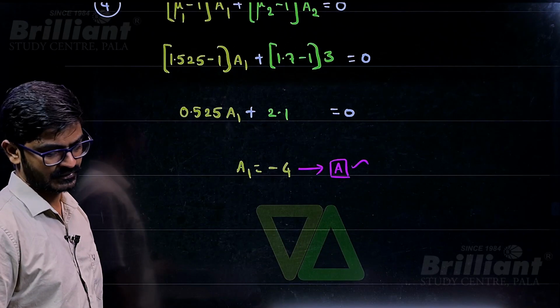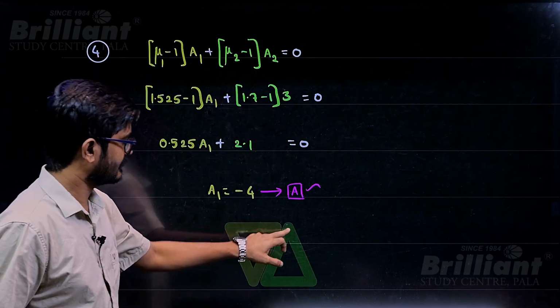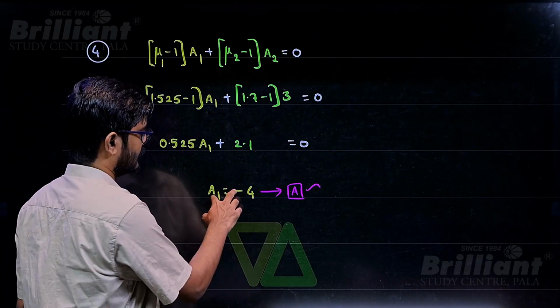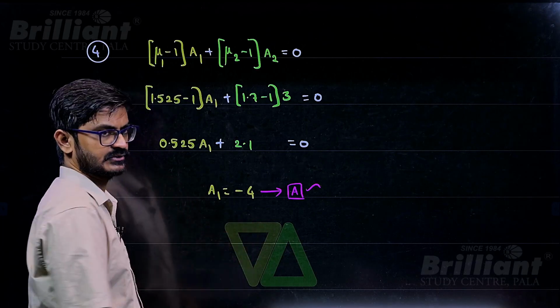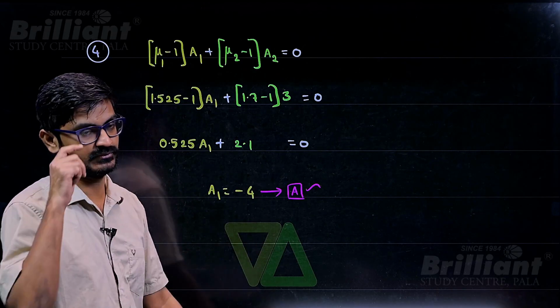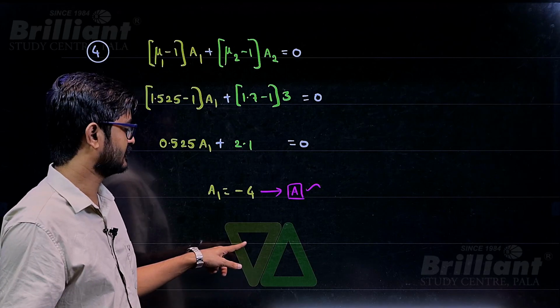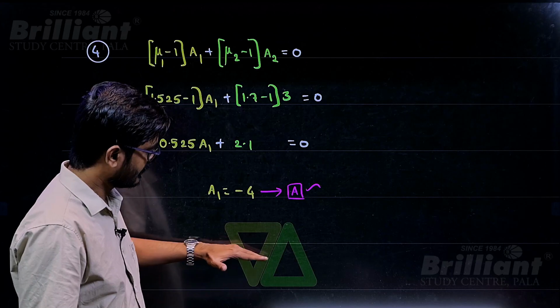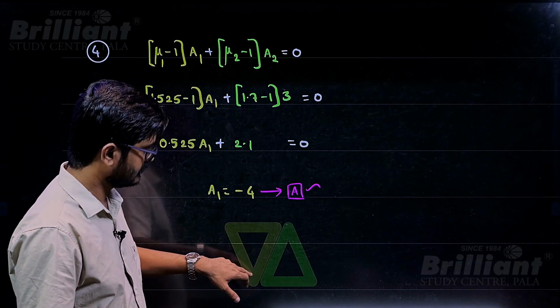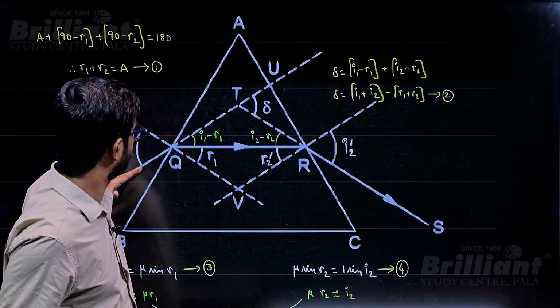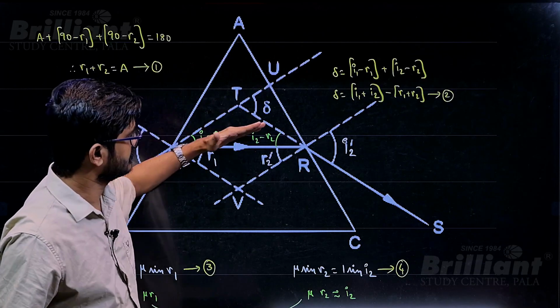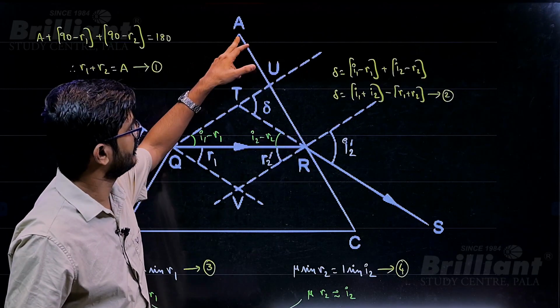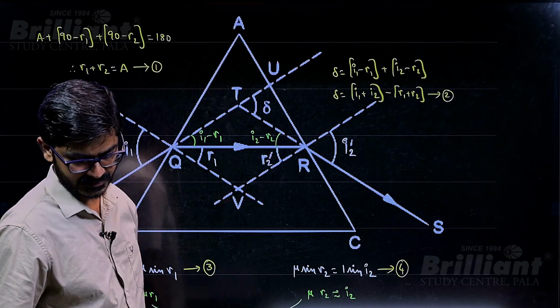What does minus 4 mean? If this 3 degrees prism is kept like this, then this 4 degrees prism has to be kept in the opposite orientation. That's the meaning of minus 4. Then the deviation happening because of this one and this one will get cancelled. Now if a ray is going like this, it will be deviating opposite to this, right? If you have seen the figure, if a ray is going like this or like this, it will be deviating away from this angle, away from the angle of the prism.